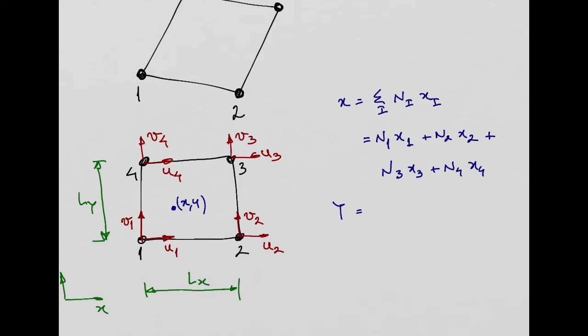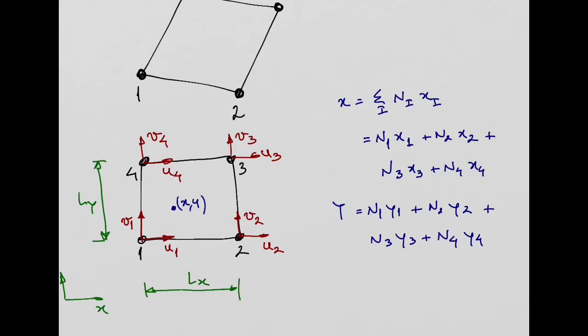We interpolate using the shape functions and the coordinates at the nodes. So n1 y1 plus n2 y2 plus n3 y3 plus n4 y4. Okay.